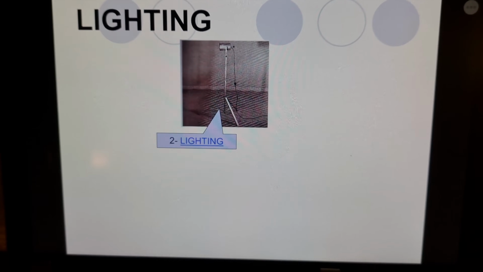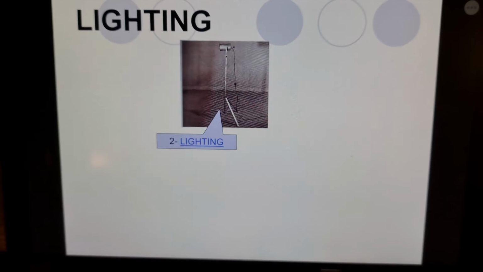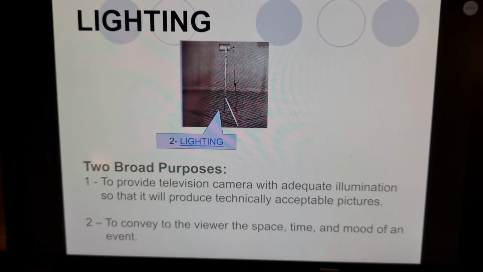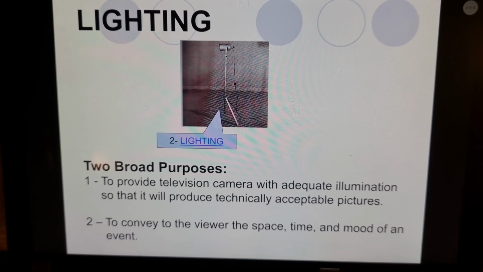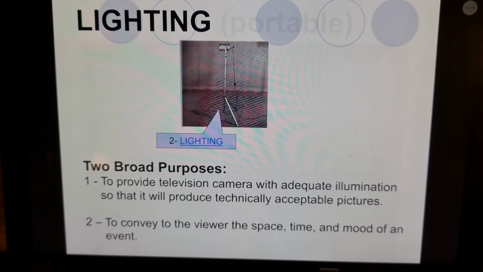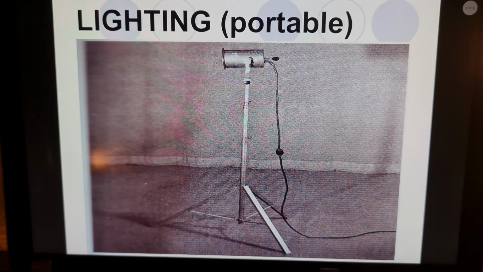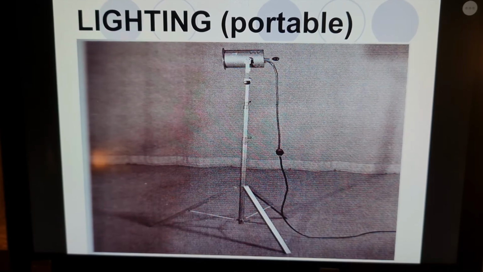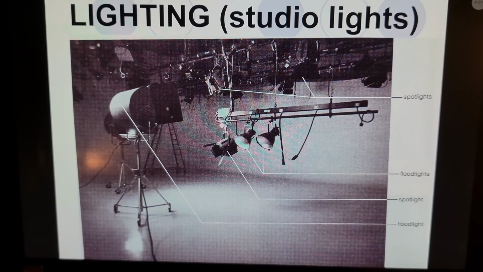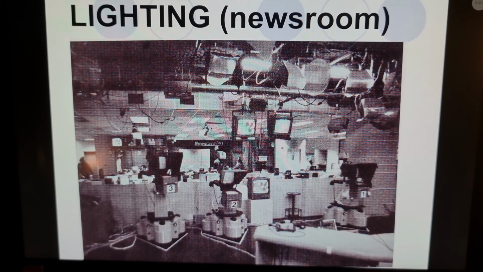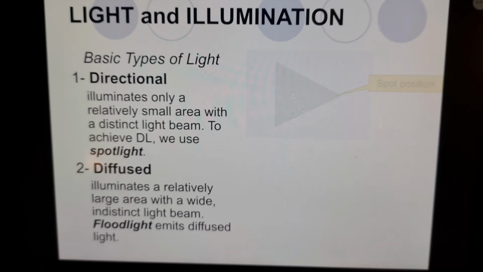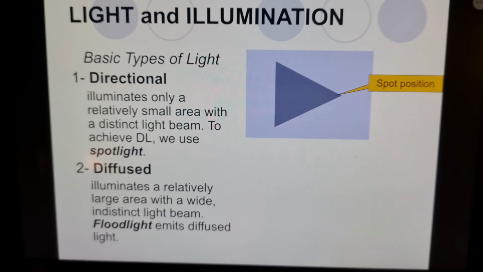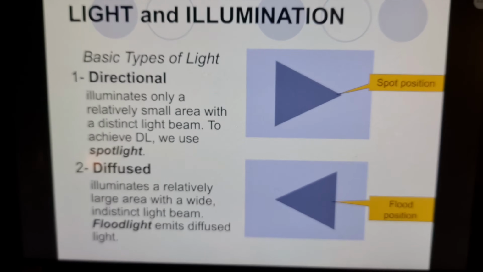There's more in lighting aside from providing adequate illumination to achieve technically acceptable images. Lighting helps convey the message of a picture as to space, time, and mood. Lighting fixtures come in portable sizes, or a studio setup, or a sophisticated newsroom lighting system. There are two types of light, directional and diffuse. Directional illuminates a small area, while diffuse illuminates a wide area.